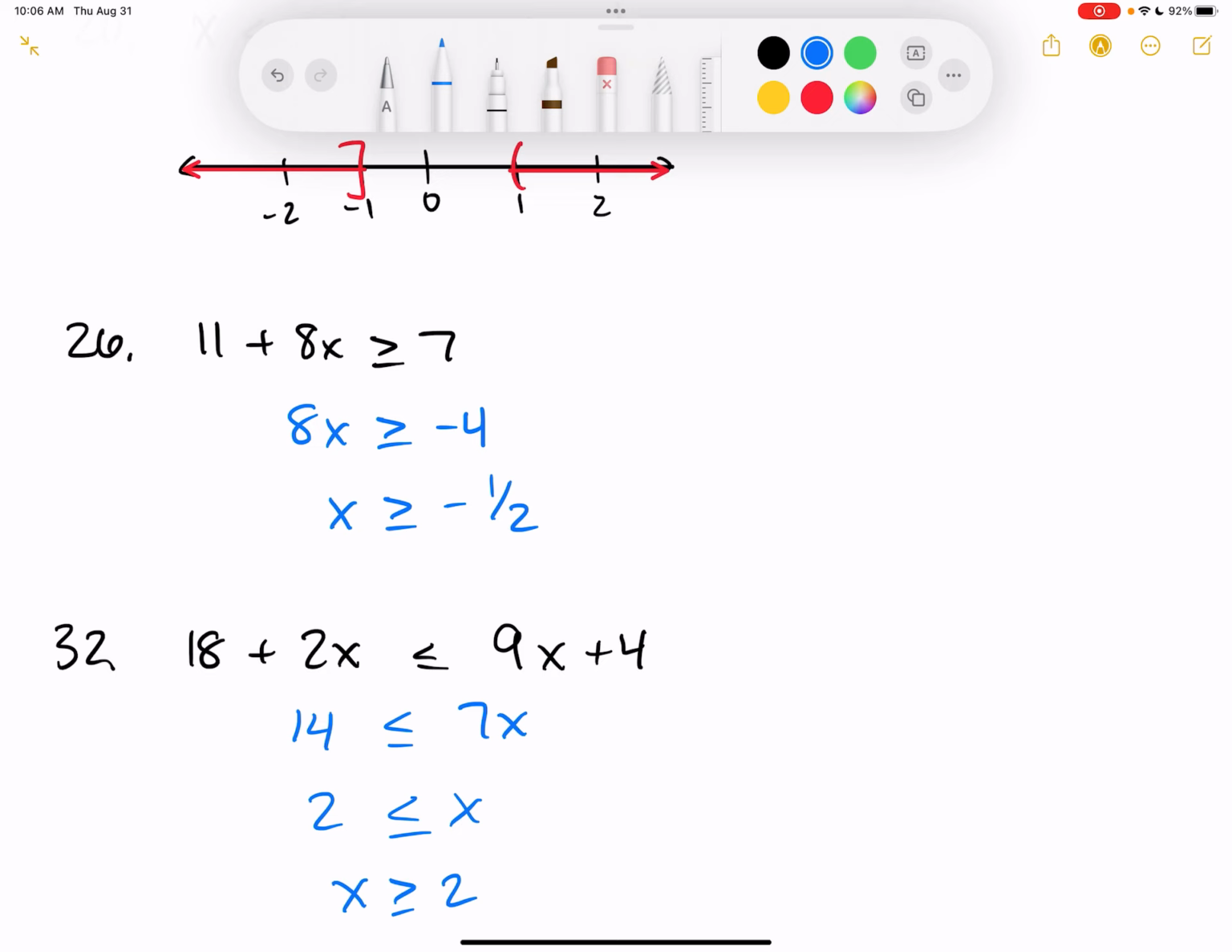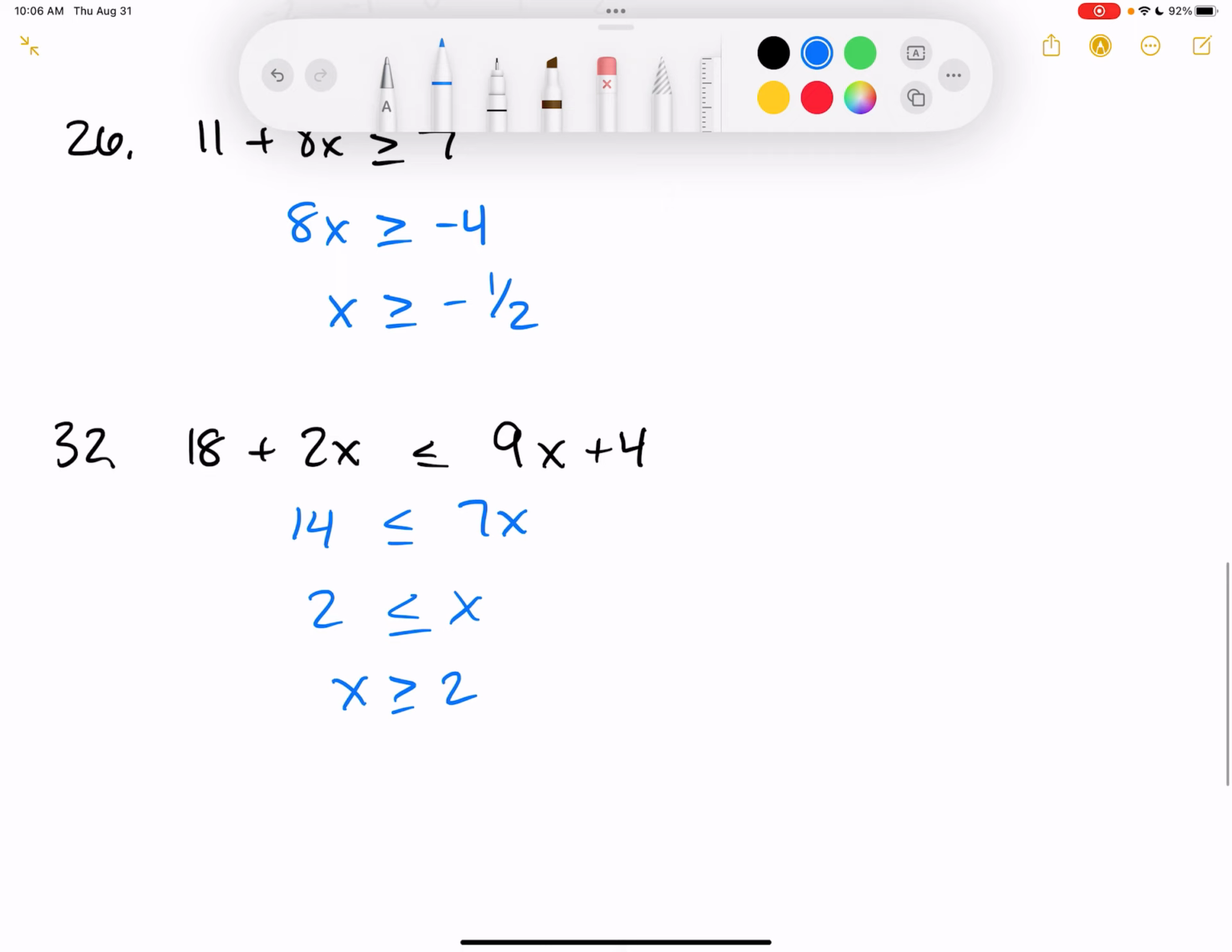And then the last ones are solving compound inequalities. The other thing to remember is that if you multiply or divide by a negative, what happens? You flip it. That didn't happen in any of the ones we did, but if it were to happen, you gotta flip it.